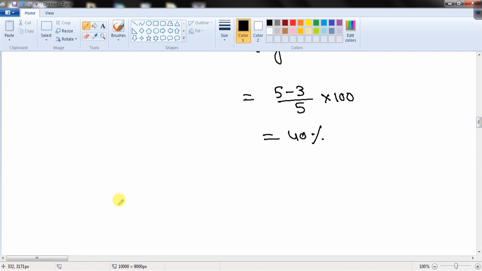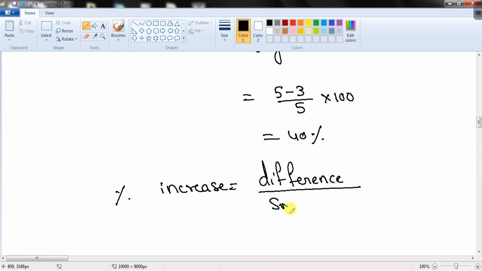And percentage increase is given by difference upon the smaller number into 100%.